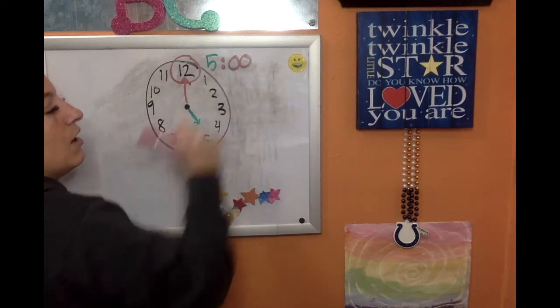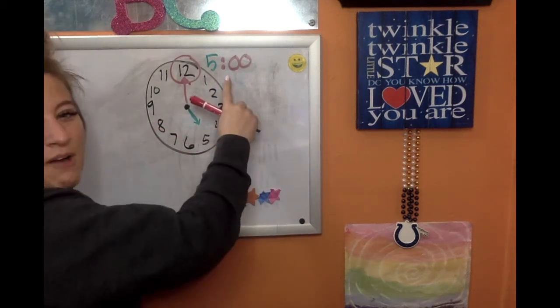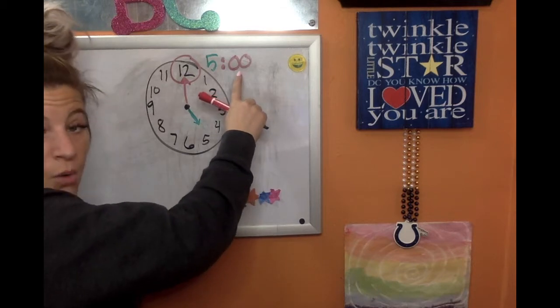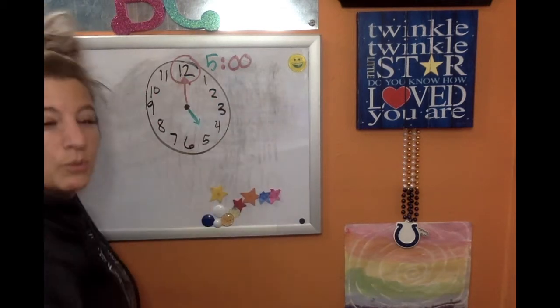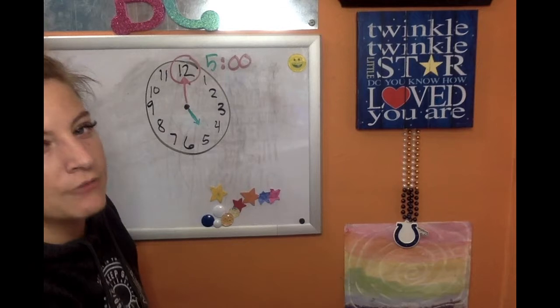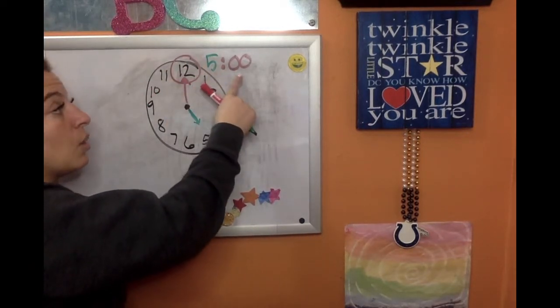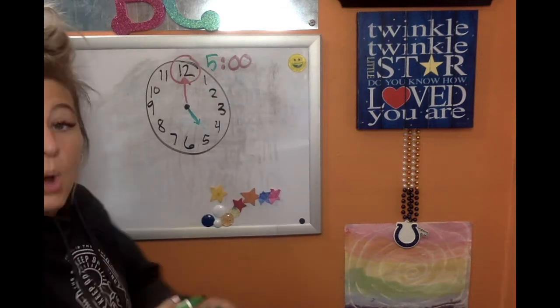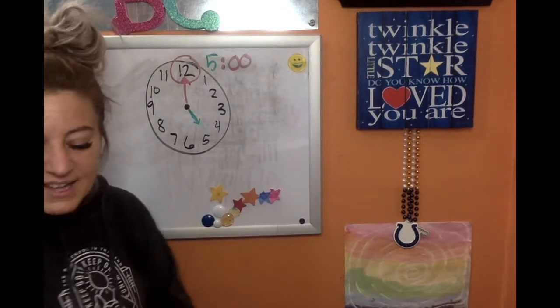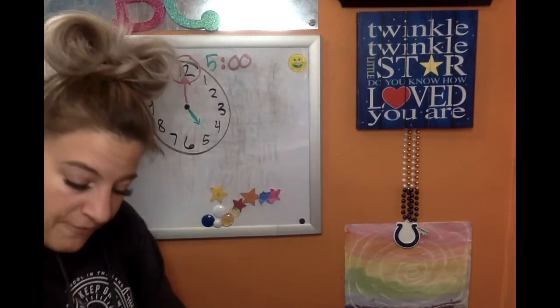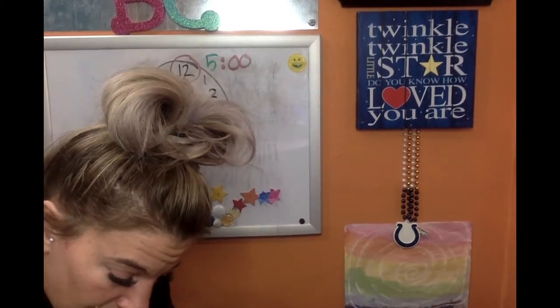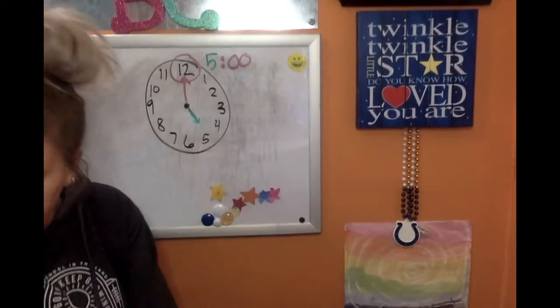5 o'clock. Do we put a 12 here? No! If the hour hand was pointing to it, then we would write 12. But when the minute hand is pointing to it, we put 00, o'clock. All right. So go ahead and make sure you wrote 5 o'clock on there. What's the next one?